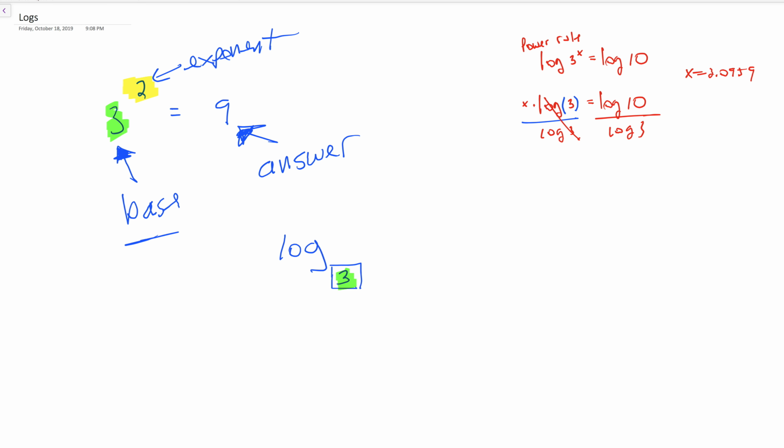Hold on a second. So I also know that the power goes here, and I also know that the answer goes here. So this right here is your exponent, and this right here is your answer.